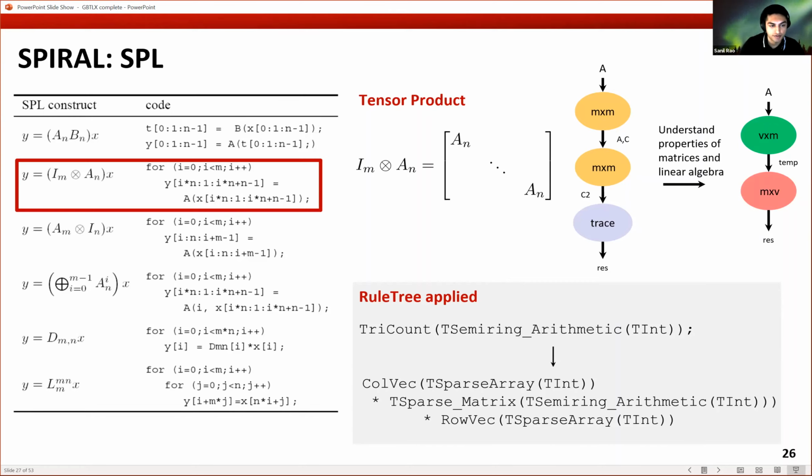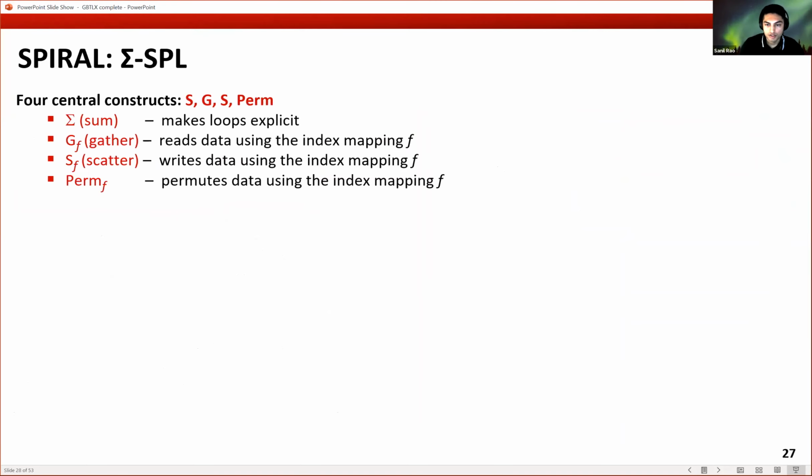So we originally had this triangle count expression, and then we're going to say, now we're going to do a column vector times matrix times row vector. That's the operation that the system has determined is best suited for that specific DAG. So once we now have the expanded SPL formulation, we want to provide our looping and access pattern information to actually carry out the operation.